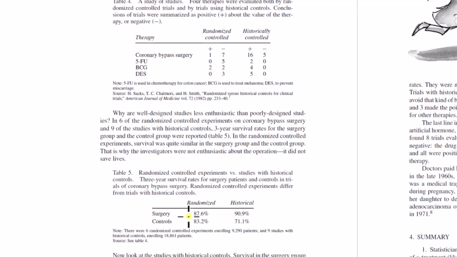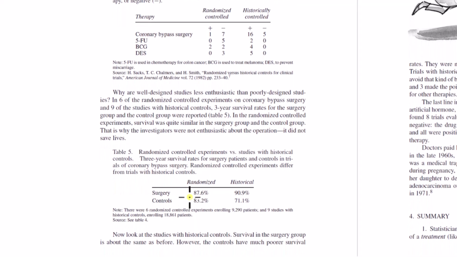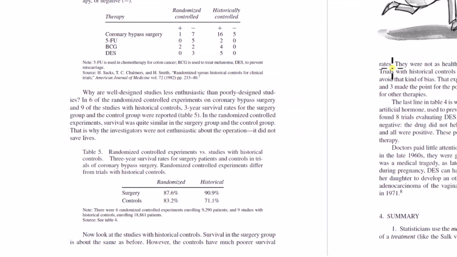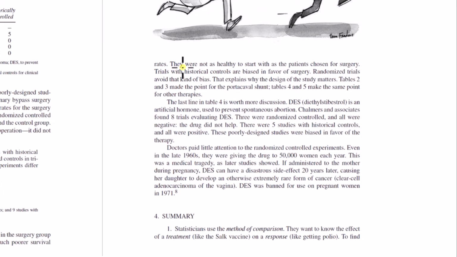3-year survival rate for the randomized, the well-done experiment, the surgery and the control group, it was the same. So what's the point of the surgery, right? But for the historically controlled, the patients that had the surgery did better, had a better survival rate. So that's why it was prone to have a more positive review of the surgery. But it says that for the historically controlled studies, the control group were not as healthy to start with as the patients chosen for surgery. Trials with historical controls are biased in favor of surgery.